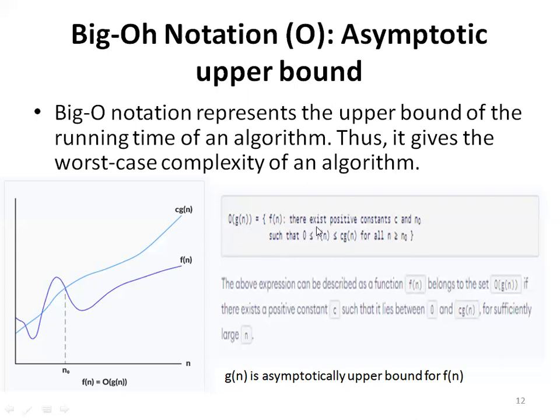What is the condition? If there exist positive constants c and n0 such that 0 less than or equal to f(n) less than or equal to c times g(n) for all n greater than or equal to n0. Then we can say that f(n) equals big O of g(n), and this g(n) is the upper bound value of the function f(n). And here g(n) is asymptotically upper bound of f(n) because it is not the exact value.